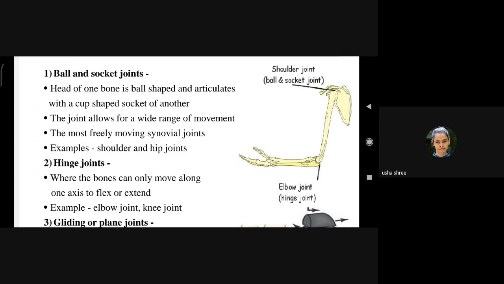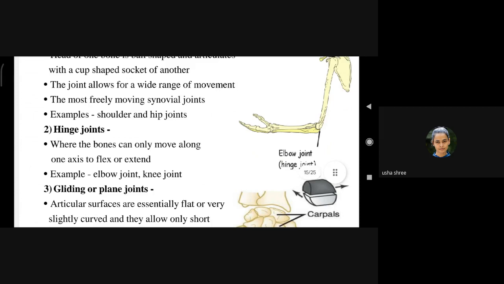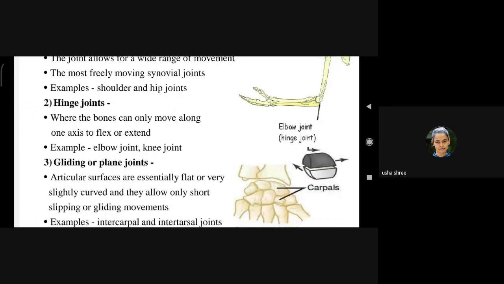The joint allows for a wide range of movement. The most freely moving synovial joints, for example, shoulder and hip joints. Our shoulder joints and hip joints are examples of ball and socket joints. These four only are the ball and socket joints in the body. Now, the second one is the hinge joint.